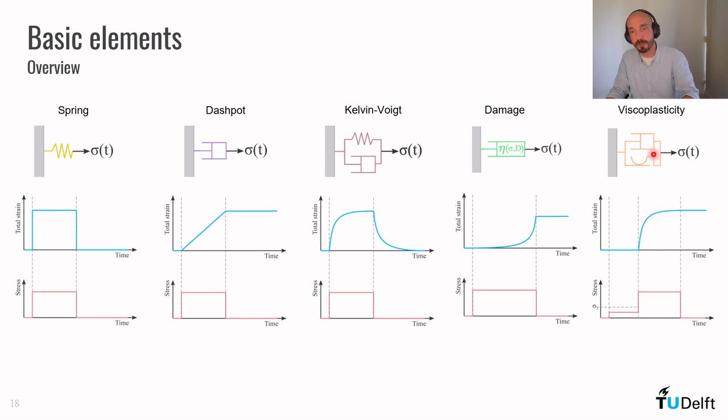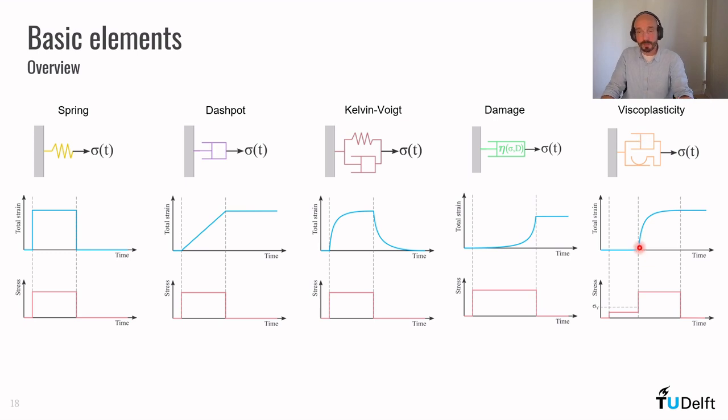Okay, let me explain this. This element is a parallel arrangement between a dashpot and a friction element. This friction element just adds a threshold. So if the stress that we apply to this element is below this threshold, this friction element sticks and blocks the movement of the whole element. So it doesn't let the dashpot move. If the stress exceeds this threshold, then this dashpot starts to move.